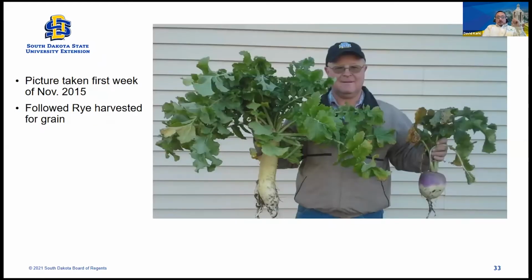And this picture was also taken in 2015, but the rye was harvested for grain in Minnehaha County.